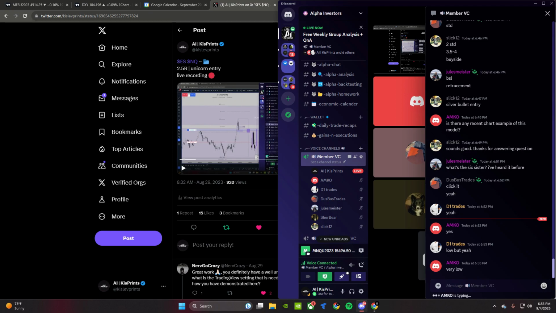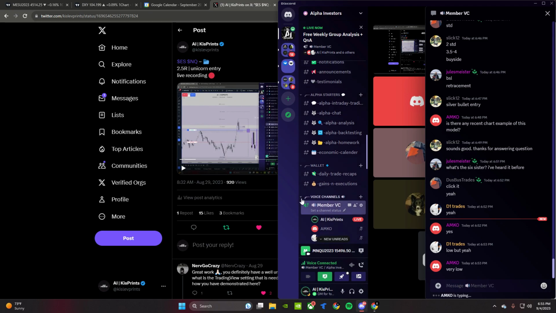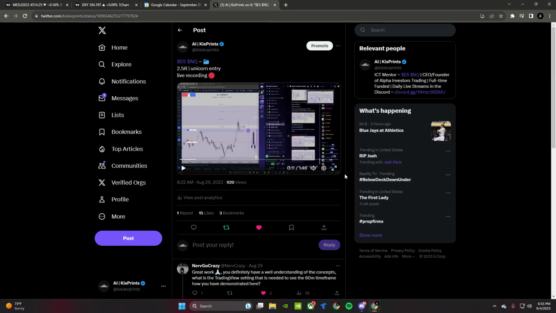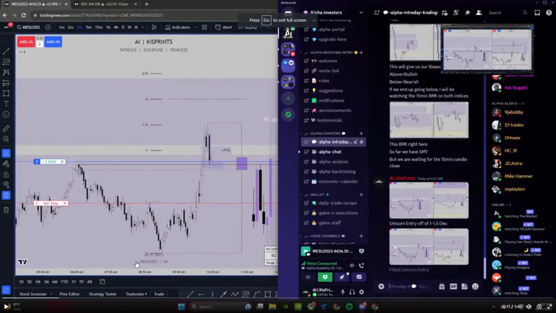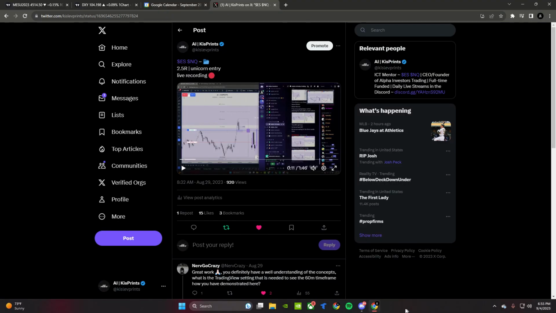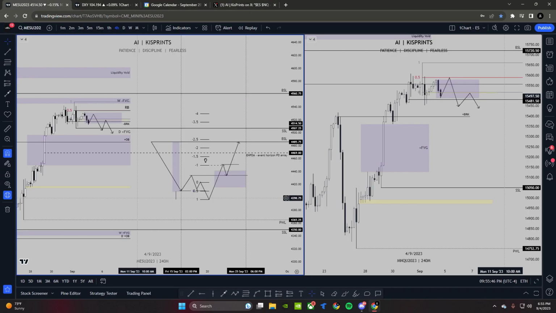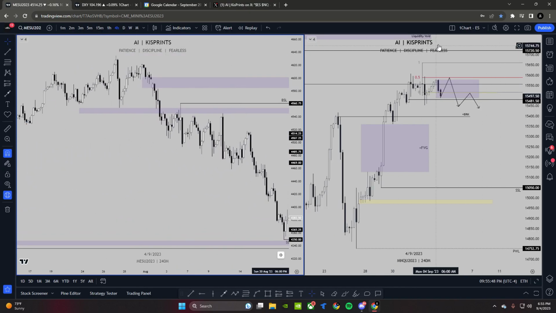So, did you see the setup? How there was liquidity swept here? There was liquidity swept. So let me just quickly see the day. It's the 29th of August. So let's actually go on that day here and let's actually look at it.